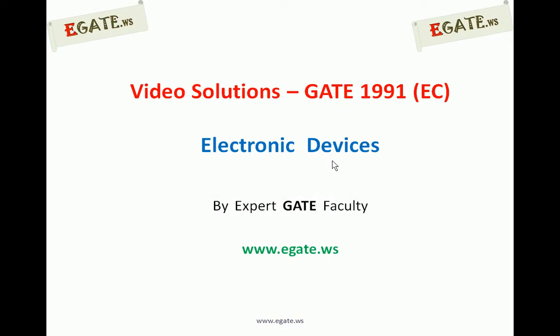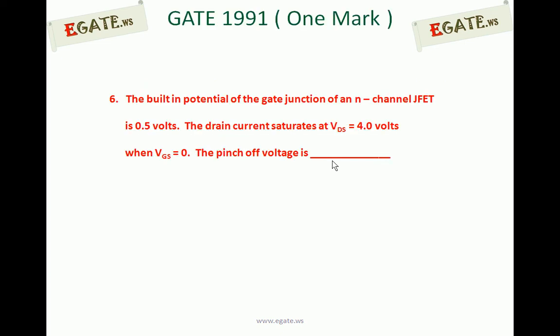Hello, we are discussing GATE 1991 ECE paper solutions. The topic we are discussing is electron devices. This is the sixth one-mark question that came in GATE 1991.